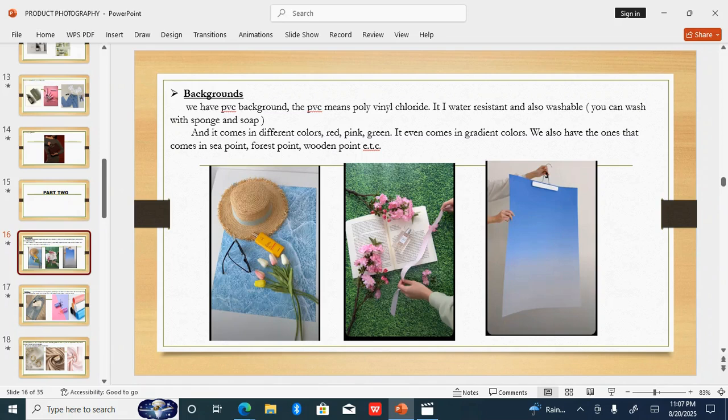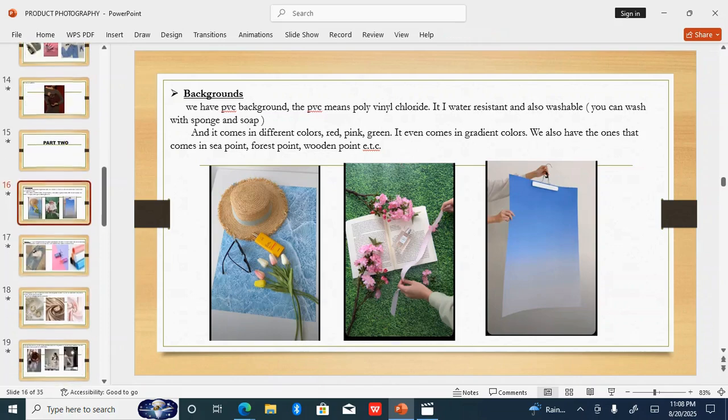You can see this first picture. You can see that it is a sea, like they already drew a sea reflection on it. You cannot remove the design on it. That's how that one is. You can also see the second picture, it is like a forest background. So all these ones are 3D. There are also some that are wooden, that after someone finishes taking the product picture, you think maybe it's wood that they used in taking the picture. So that's what 3D background is.